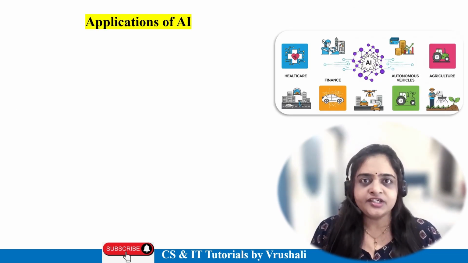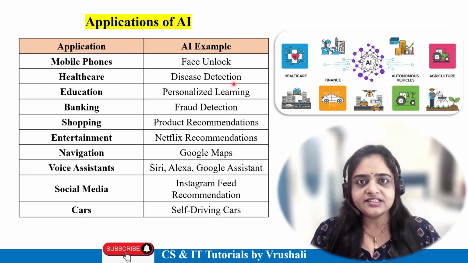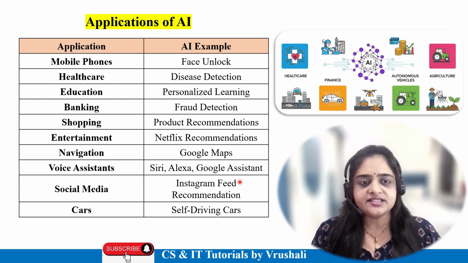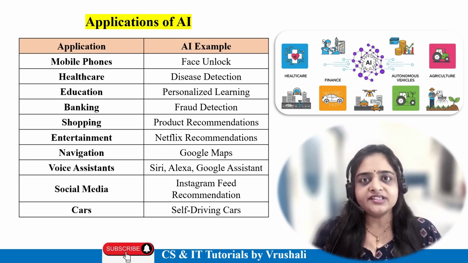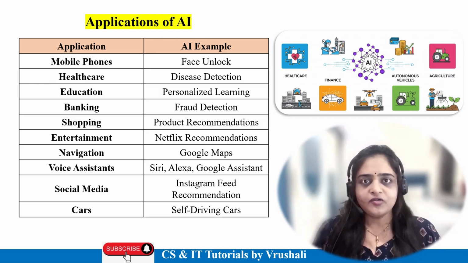Now, the next one, applications of AI. I think you all are familiar with these applications, right? In our daily life, we are using all these applications which are built on AI systems. Like AI used in mobile phones, healthcare for disease detection, then education sector, banking or shopping sector for fraud detection, product recommendation, in entertainment, navigation systems like Google Map, then voice assistants like Siri, Alexa, Google Assistant, in different social media like Instagram, Facebook for recommendation purposes, again in self-driving cars. So these all are the applications of AI. Nowadays, AI is everywhere. AI is used in every sector, every domain, every industry more accurately. They do every work in a more intelligent way.